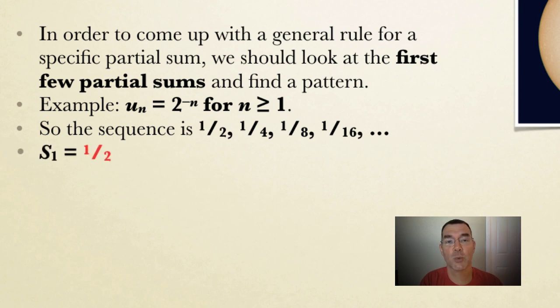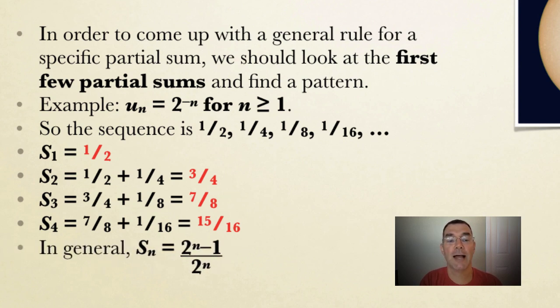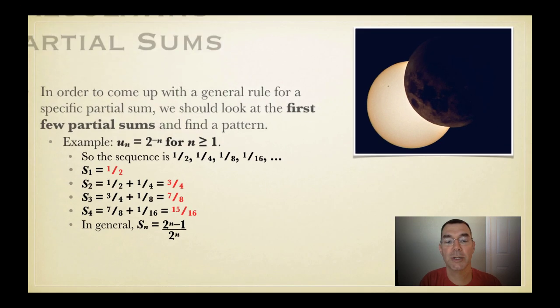The sum of the first one term is just the first term, and that's a half. The sum of the first two terms is 1/2 plus 1/4, and that's 3/4. The sum of the first three terms would then be 7/8. The sum of the first four terms would be 15/16. So in general, the nth partial sum would be (2 to the n minus 1) all over 2 to the n.